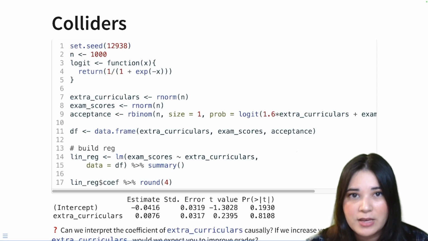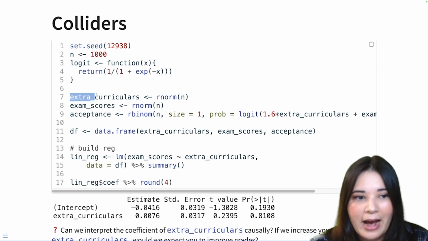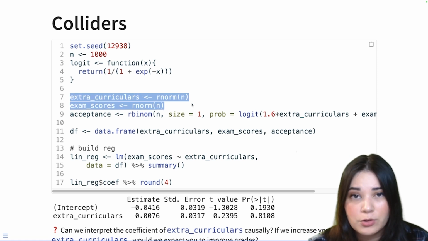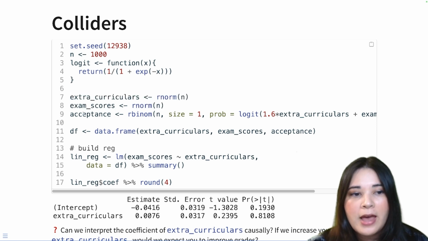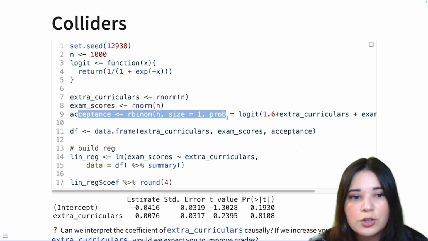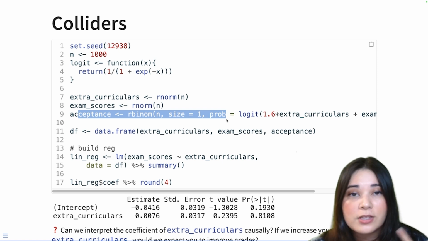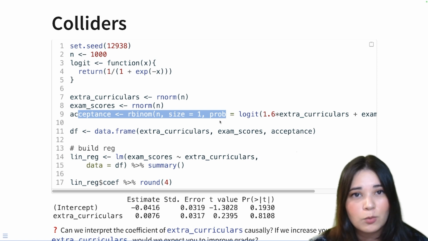Now, why might this be a problem? Well, let's simulate some data. Here we're simulating that college acceptance data where we have extracurriculars and exam scores, which are completely unrelated. There's no causal path between them. And then we have acceptance, which is based on your exam scores and your extracurriculars. Acceptance is either 0 if you were not accepted or 1 if you were.